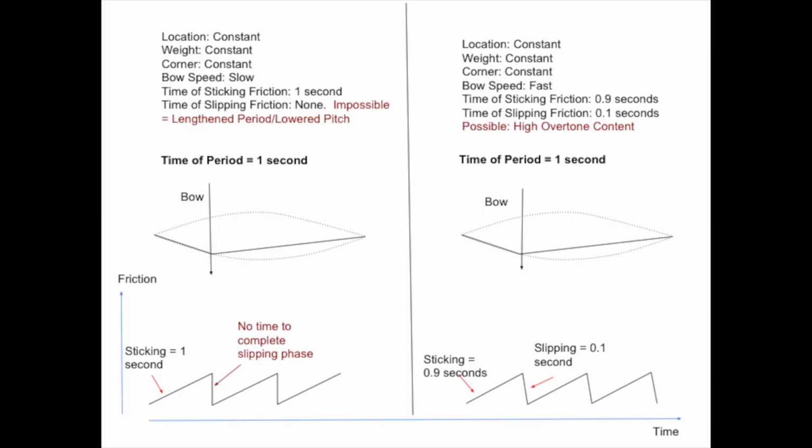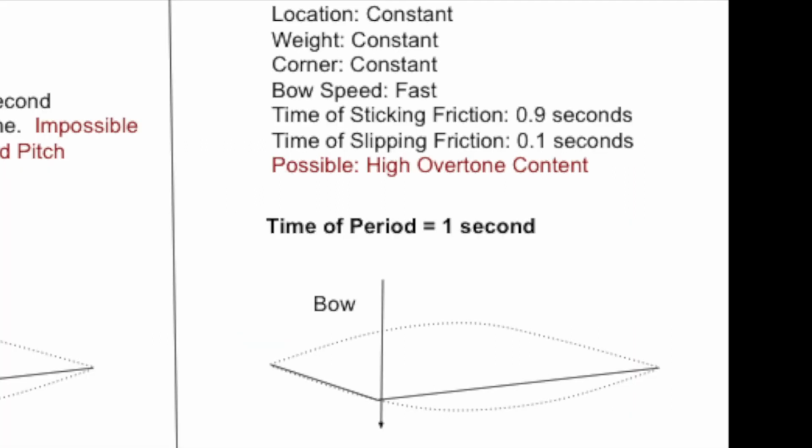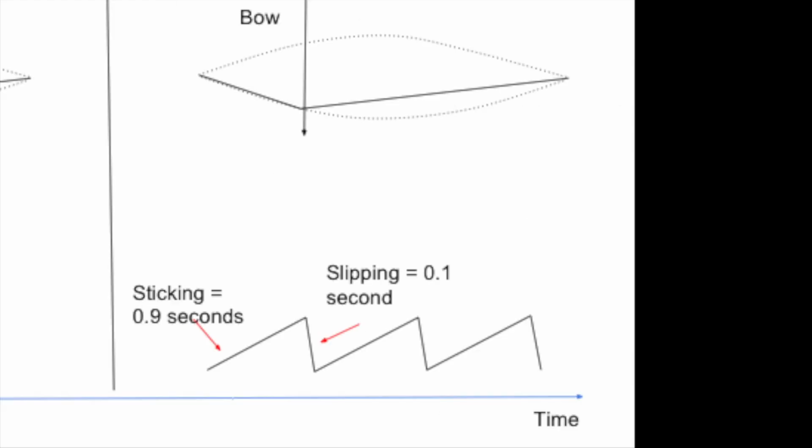On the right side, you have the correct amount of speed, where you have a faster speed of the bow. So of course the faster speed pulls the string to the side faster, and then it has time to achieve the slipping phase. So 0.9 seconds to the side, 0.1 second on the slipping phase. Now we have periodic motion and the correct pitch. So this just gives you an idea of how this works.